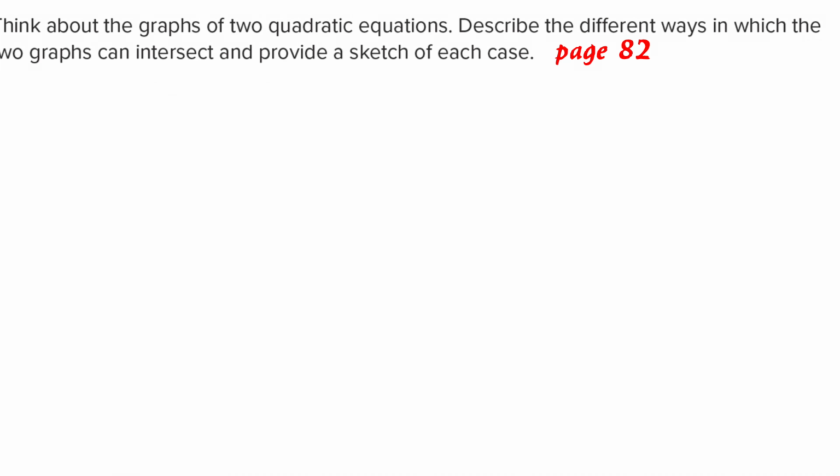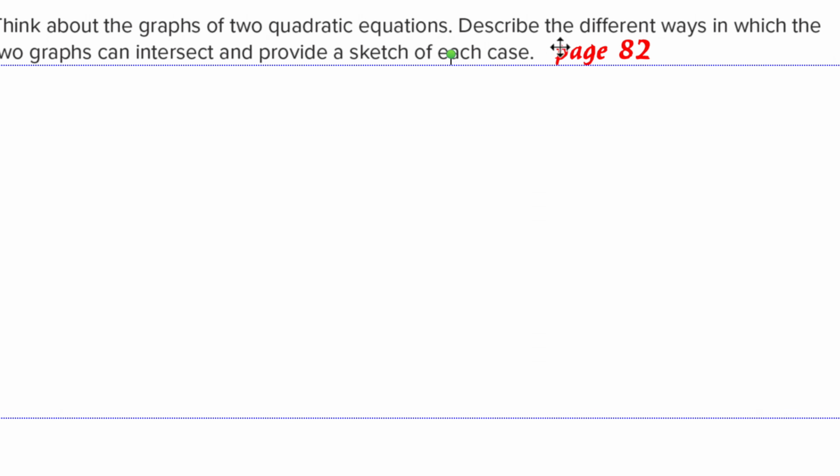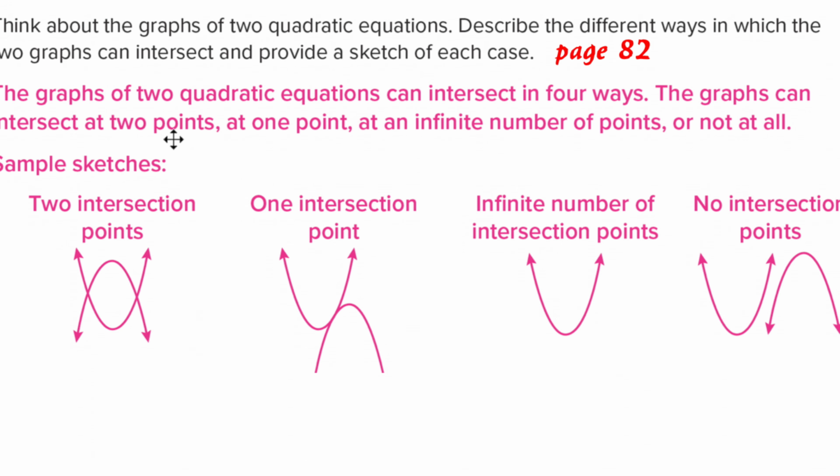Let's do 2. Let's go to page 82 and we'll do 2. Think about the graphs and the 2 quadratic equations. Describe the different ways in which the 2 graphs can intersect. So, you have 2 u's basically. How can they intersect each other? So we have a couple of different things that can go on. You can either intersect in 2 places like the example we just did, or maybe they just touch in one place, or maybe they're on top of each other and you have an infinite number of intersection points, or it's possible they don't intersect at all. So these are all the different possibilities when you graph these 2 things.